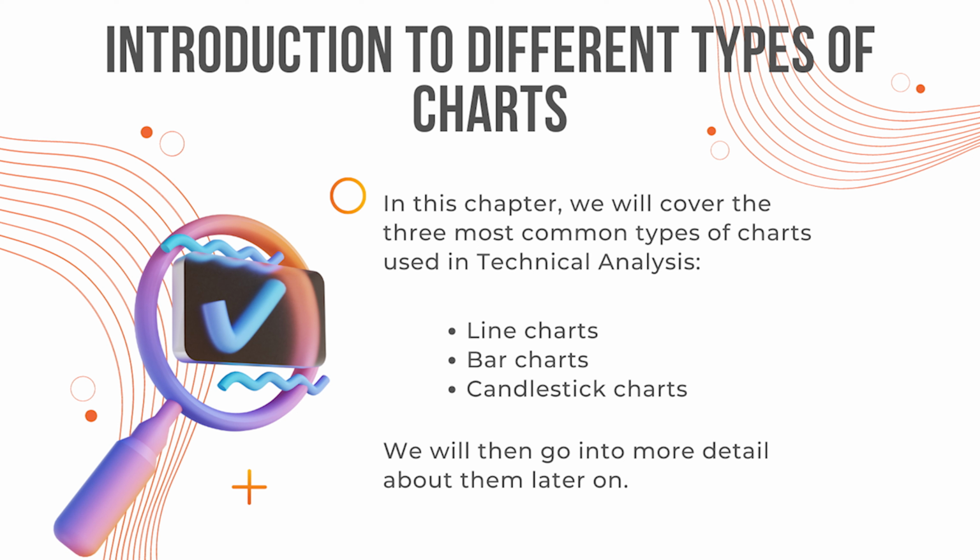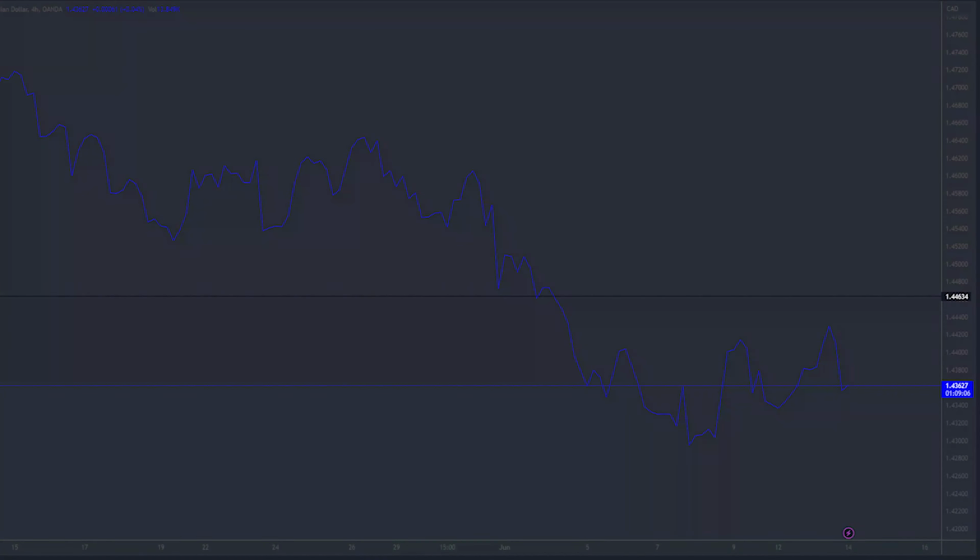In this chapter, we will cover the 3 most common types of charts used in technical analysis: line charts, bar charts, and candlestick charts. We will then go into more detail about them later on. Line charts. Line charts are the simplest type of charts used in technical analysis. A line chart displays the closing price of a security over a specific period of time as a continuous line. Line charts are useful for identifying trends and support and resistance levels.